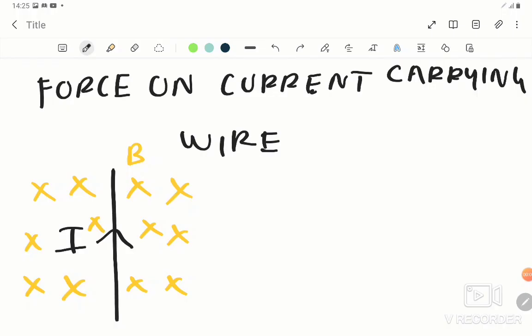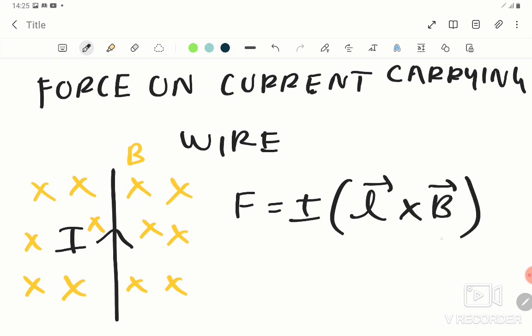Yes students, in this slide we will discuss the force acting on a current carrying wire in a magnetic field. Guys, let's say we have a magnetic field which is going inside the screen, and now if we place a current carrying wire in this magnetic field, then there will be a force acting on this wire. This force is given by the equation I into, inside the bracket, L cross B. Guys, in this formula we need to take the cross product of L and the magnetic field B. The direction of L will be the same as the direction of current.